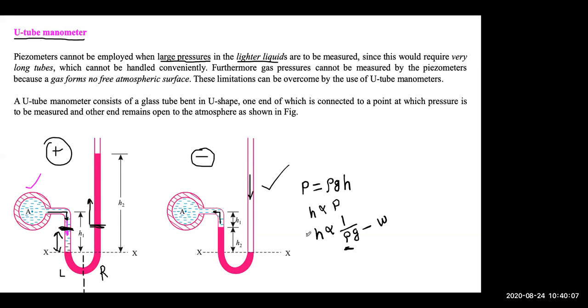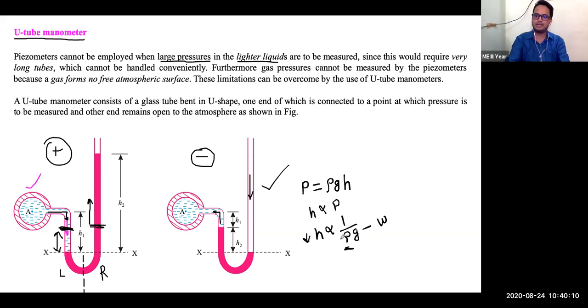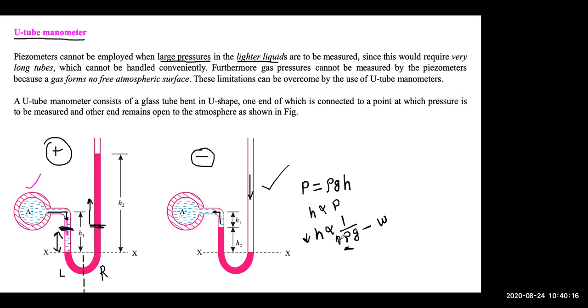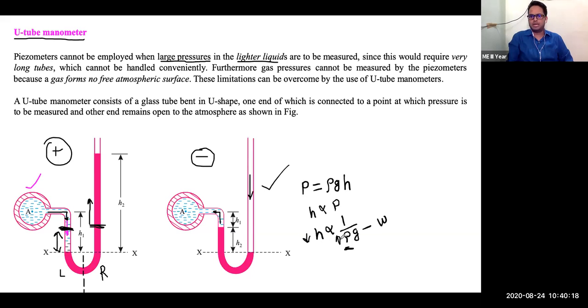As the density increases, the height will be less. Suppose some viscous fluid is inside that pipeline, such as lubricating gels or lubricating oils. They are more viscous and also have more density. For those types of liquids, less height will be obtained.